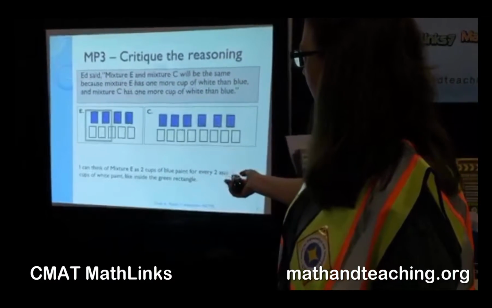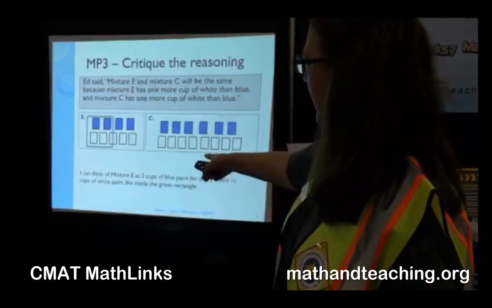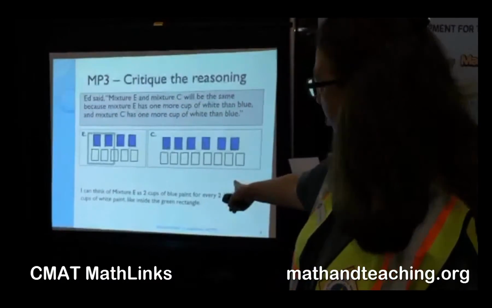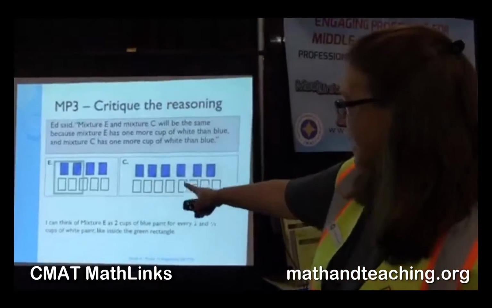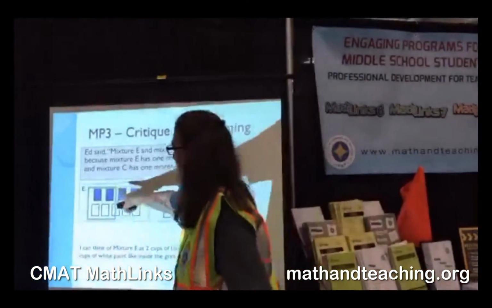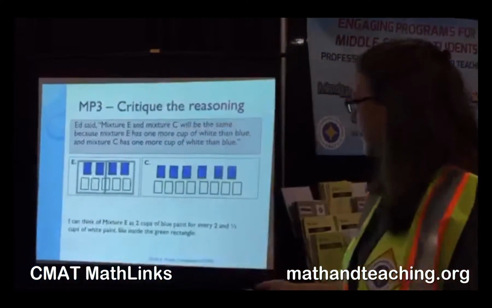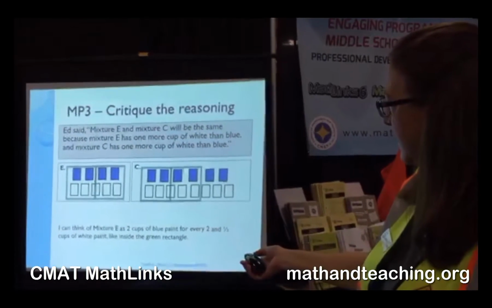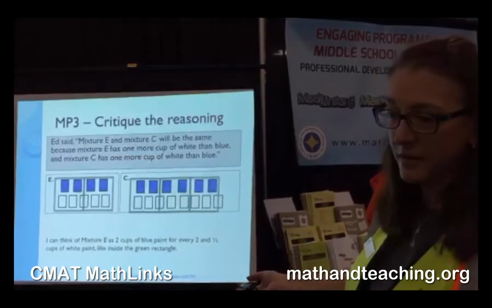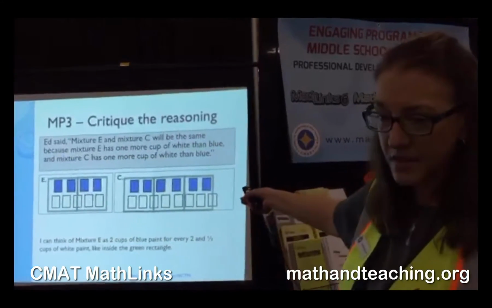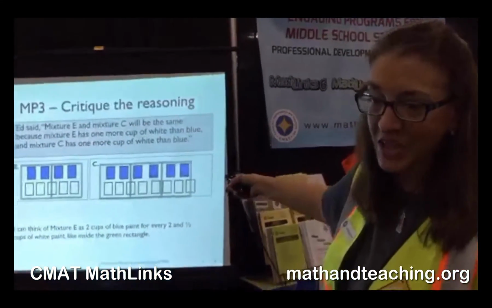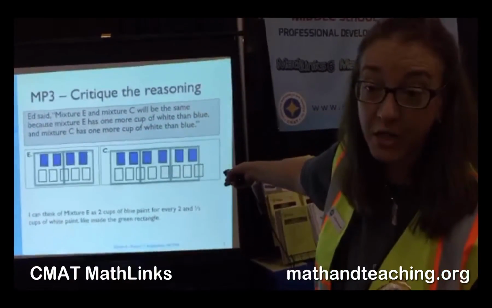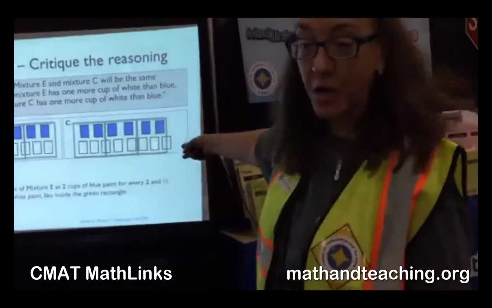So let's see. What if I could think of mixture E as 2 cups blue to every 2.5 cups white, just inside the green box. So if I have 2 to 2.5 white, I have 2 sets of those, right? So let's do that to C. Now I could see that C has a half extra. Well, no, you're right, because it's lightest to darkest. Oh my gosh, it's lightest to darkest.